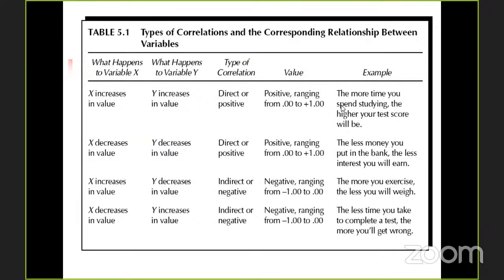So in terms of variables, we can think about the more time you spend studying, the higher your test score will be. That's a direct positive correlation, right? The more money you put in the bank, the more interest you earn. That's also a positive correlation, because as one thing goes up, the other thing goes up. The more you exercise, the less you weigh. As one thing goes up, the other thing goes down. So that's a negative correlation.